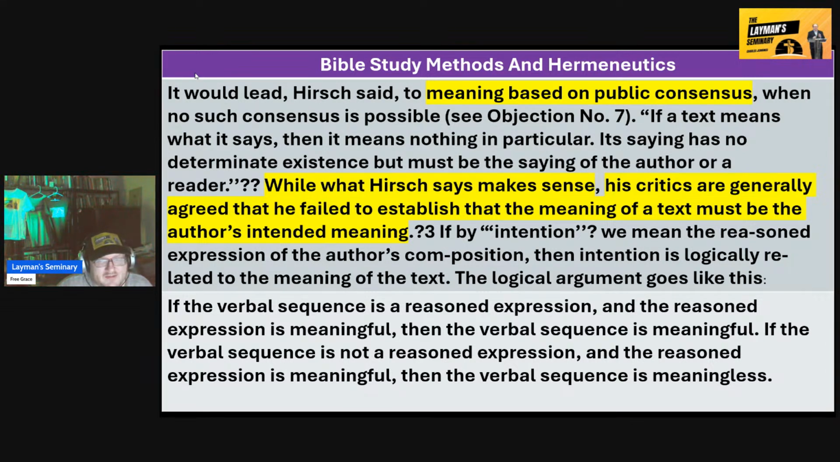While what Hirsch says makes sense, his critics are generally agreed that he failed to establish that the meaning of the text must be the author's intended meaning. If by intention we mean the reasoned expression of the author's composition, then intention is logically related to the meaning of the text. The logical argument goes like this. If the verbal sequence is a reasoned expression, and the reasoned expression is meaningful, then the verbal sequence is meaningful. If the verbal sequence is not a reasoned expression, and the reasoned expression is meaningful, then the verbal sequence is meaningless.